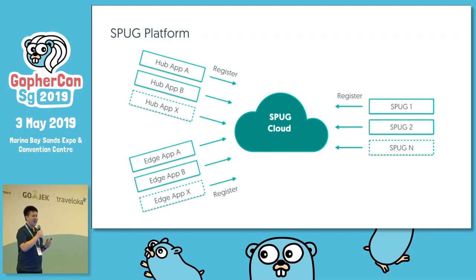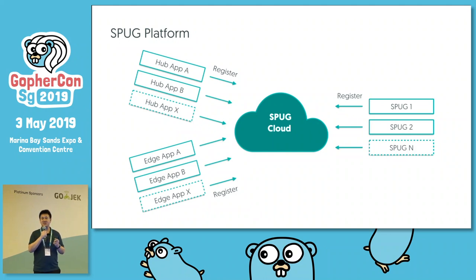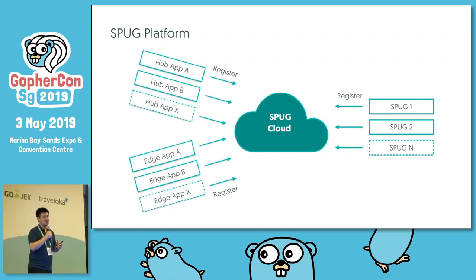On the top left, we have the hub app. These are the cloud apps that are given permissions or allowed to exchange messages with the Spark apps running on the Spark through the Spark Cloud. We register these hub apps on the Spark Cloud too, and we give them a set of permissions.